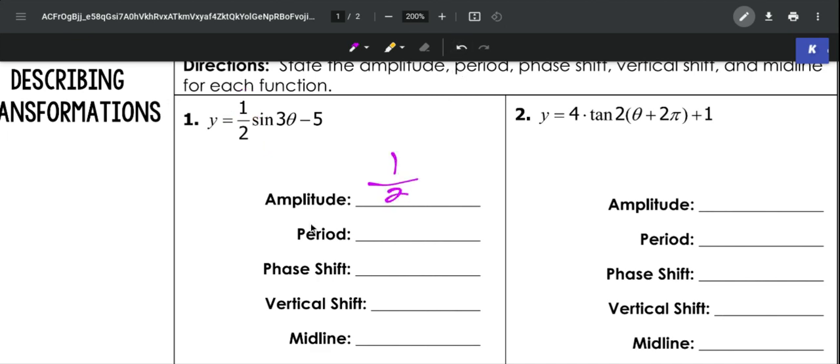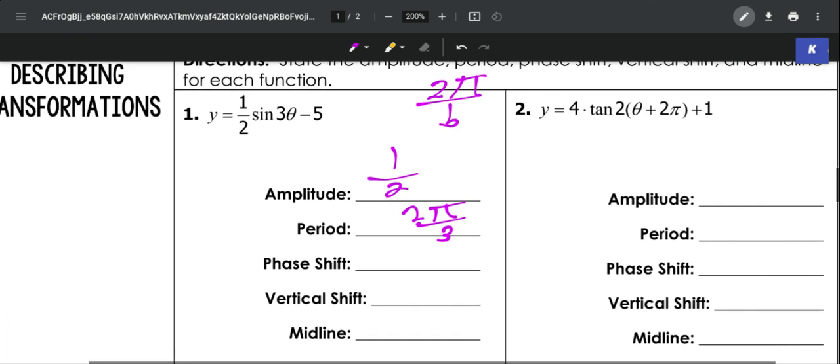Our period comes from whatever's multiplied in front of theta, so that would be B. And then we take B and we say 2 pi over B for sine. So that would be 2 pi over 3. Now the phase shift here, there's no parentheses in this, so there's no phase shift. You could just say none, because there's no parentheses here.